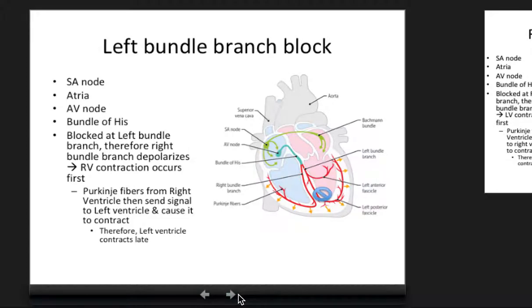So let's go over the left bundle branch block. As you know, signal starts at the SA node to the AV node to the bundle of His. Now, because signal can't be propagated to the left, it can still be propagated to the right, so therefore you still get right ventricular depolarization and therefore right ventricular contraction. Now, the fibers from the right Purkinje fibers start sending signals to the left, eventually causing left ventricular depolarization and thus left ventricular contraction. So in a left bundle branch block, both of the ventricles are still able to contract, but the only difference is that the left ventricle is contracting at a later time than the right ventricle.